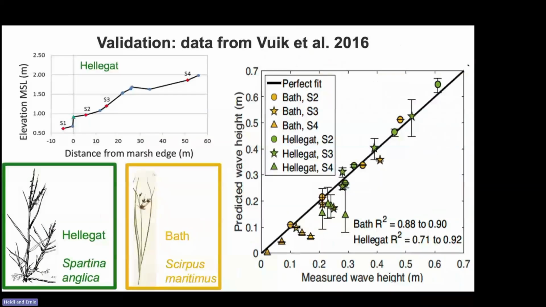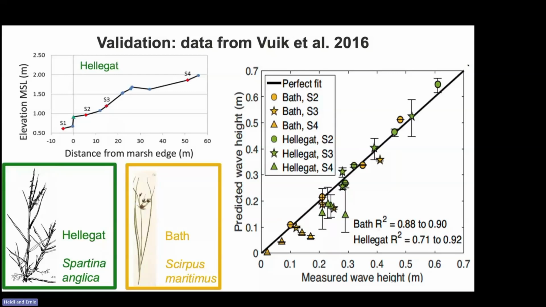We conducted several validations against field measurements at many different sites, but I'm only going to share one today. This is using data from Vuick et al. 2016, who measured wave height on a transect across two marshes at Helget and at Bath. Different species were dominant at each marsh. Helget is dominated by Spartina anglica, and Bath was dominated by Scirpus maritimus. Wave height was measured at multiple stations up to 50 meters from the marsh edge.